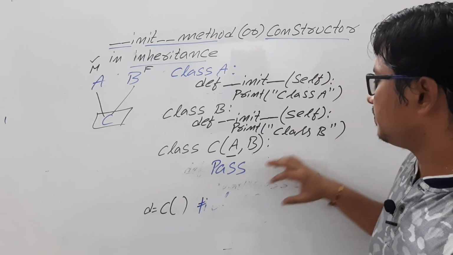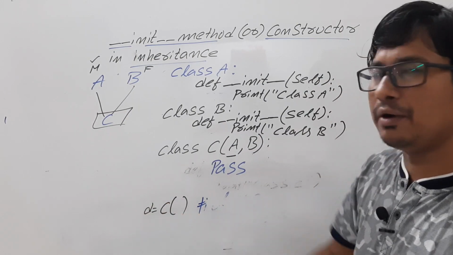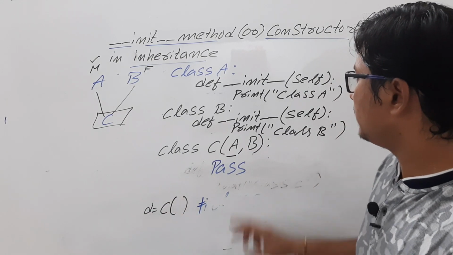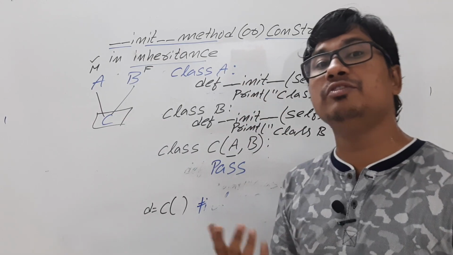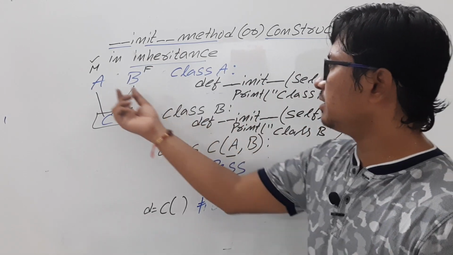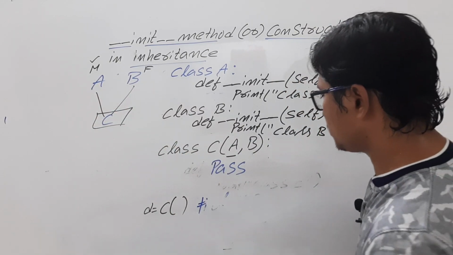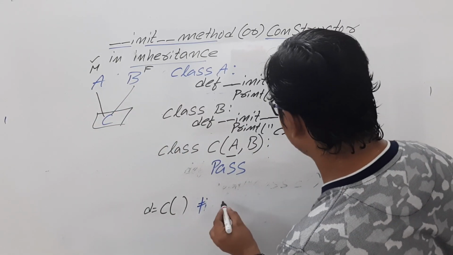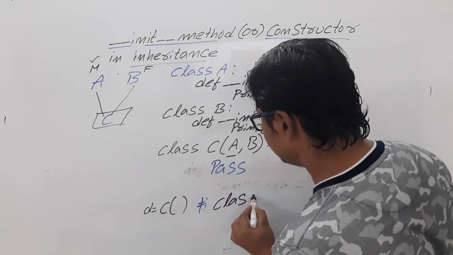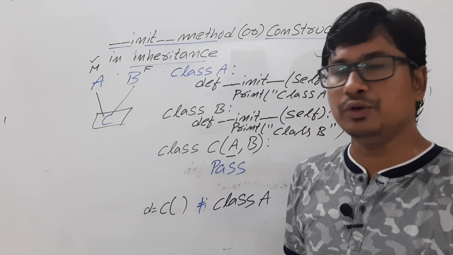Is it clear? Similarly, here, we'll come back to this concept instead of leaving mother and father. Now look at here, for class C you have created an object called D. Then which init method will be invoked? Look at here, this is the left parent, so that will be invoked first. So you will get only the output as class A. You will not get any other output.